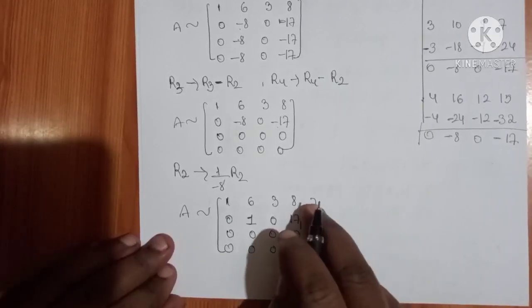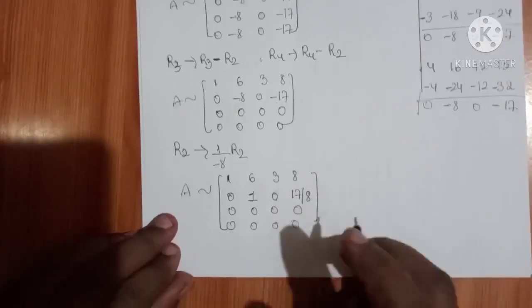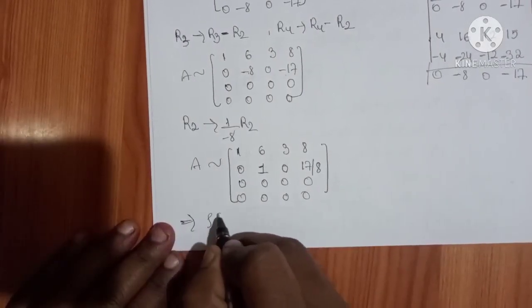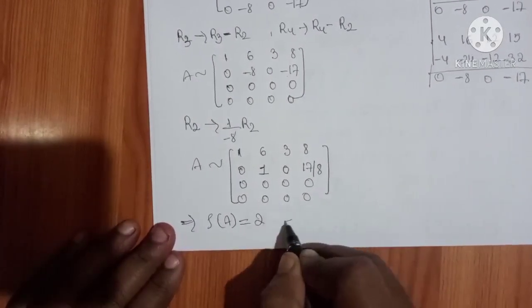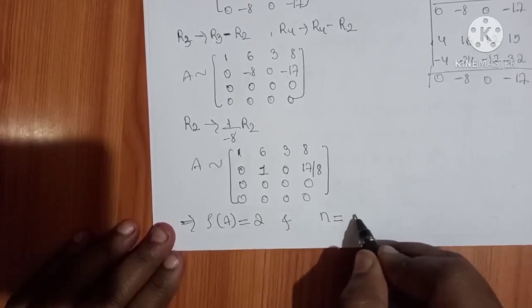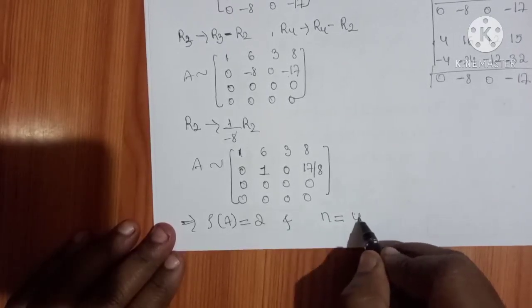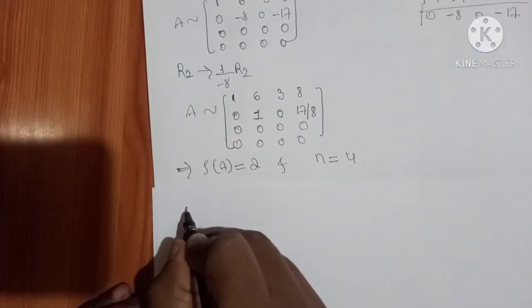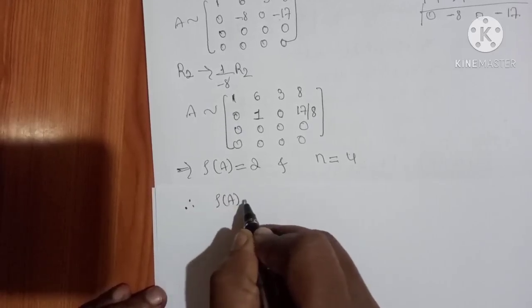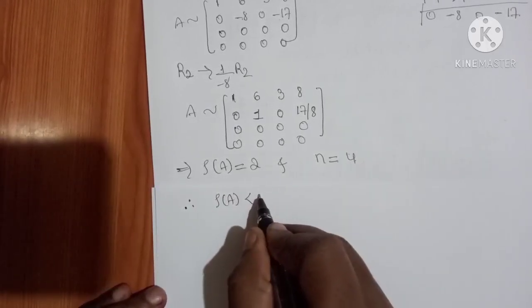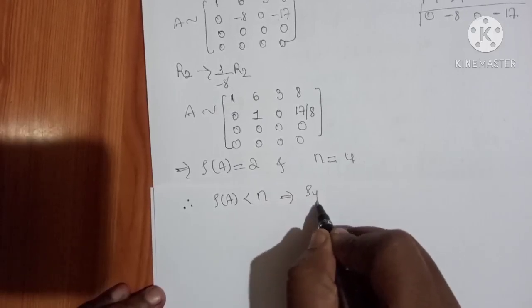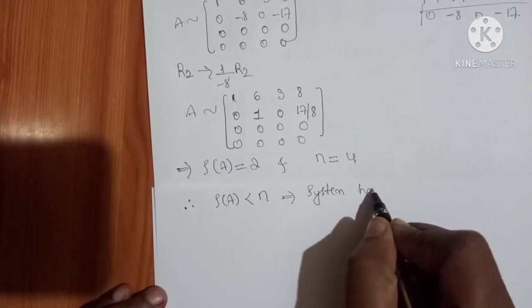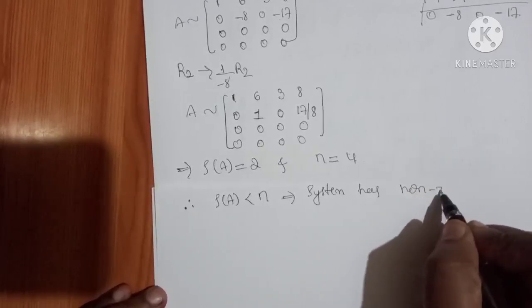You can observe that it has two non-zero rows. Therefore the rank of A is equal to 2, and the number of unknowns n is equal to 4. Okay. So therefore you can write it as rank of A is less than 4, that is n, which implies that the system has a non-zero solution.